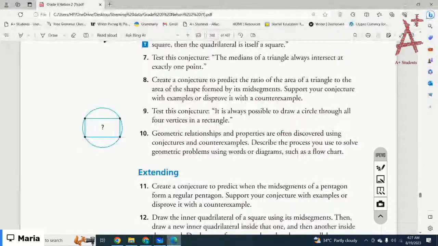Okay, the next one is test the conjecture. It is always possible to draw a circle through all four vertices in a triangle. Yes, it is. If you draw a triangle, if we draw a circle and use any 4 points, you will have a rectangle.